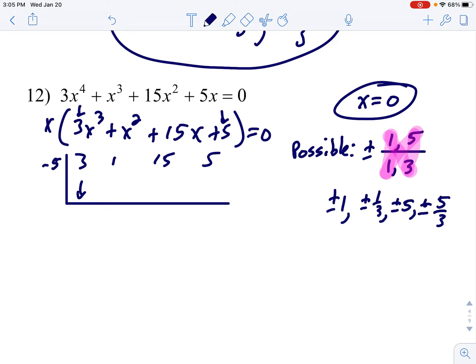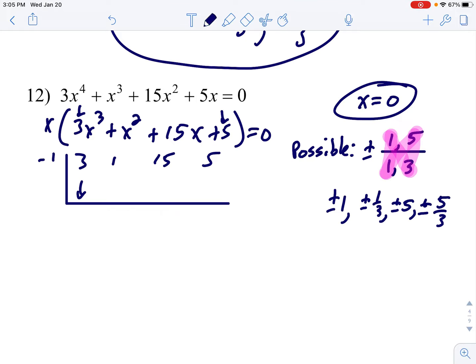Let's try negative 5. I don't know about you, but I like saving the fractions for last. 3, multiply, that's negative 15, negative 14. 5 times 14 is positive 70, 85. That's not going to work. There's no way we're going to get a 0 remainder out of that mess. So negative 5 didn't work. All right, time for fractions.